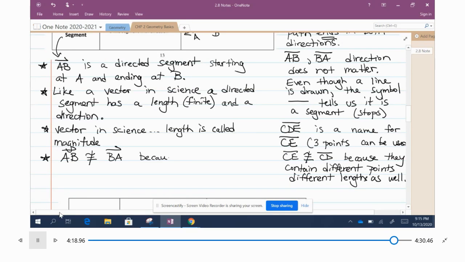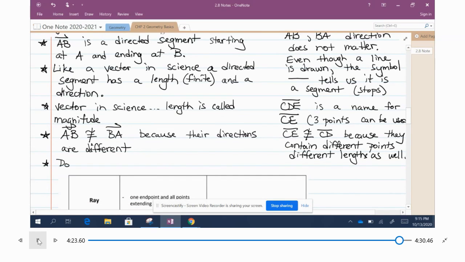Okay, AB, what I'm showing is the directed segment AB, that's the symbol. Okay, looks like a ray, but it's only got the top part. Means you start at A and move towards B. Okay. Now, what I'm showing is the congruent symbol, and it's not congruent because these have different directions. If you start at B and move to A, that's a different direction.